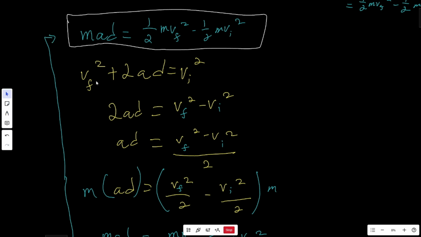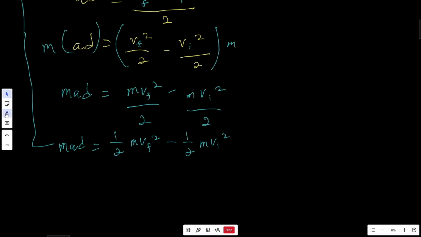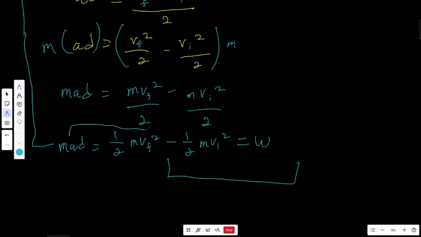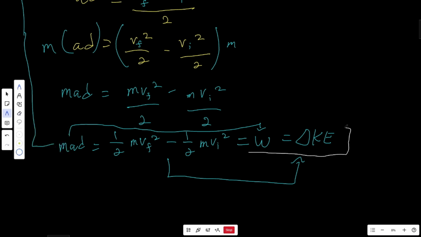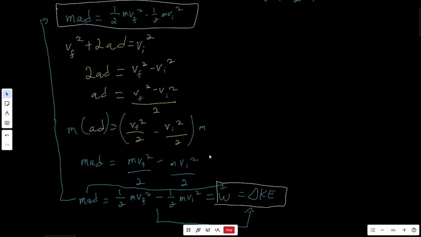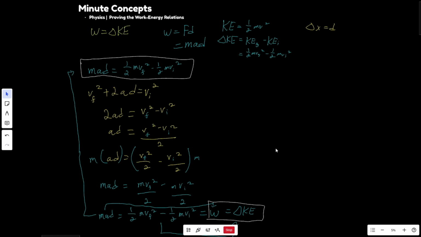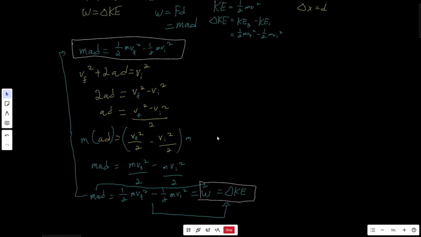And thus, we can say that since this is equal to work, and this is equal to work, and this is equal to delta KE, work and delta KE are therefore equal. So that's the proof for work is equal to the change in kinetic energy. So now, let's go to the next one.